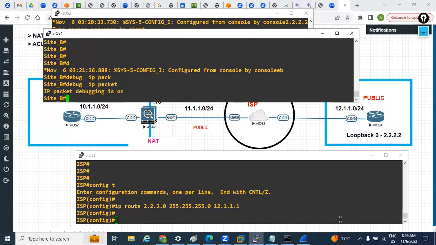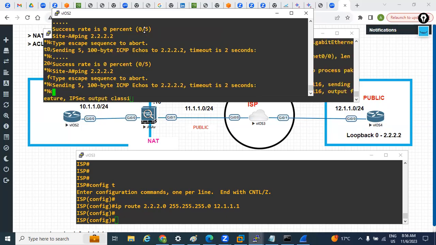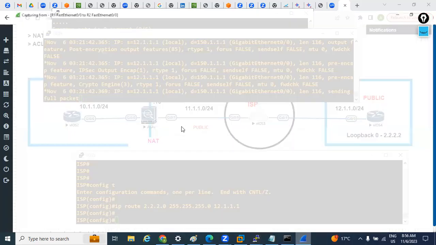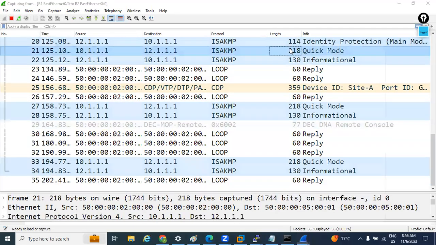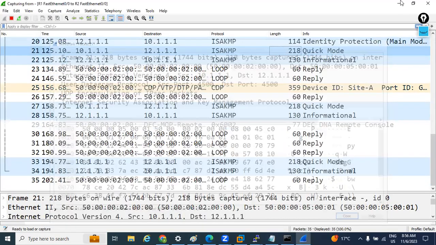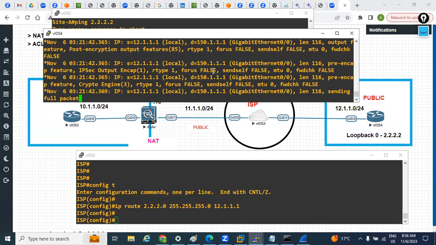Debug ip packet. See whether the packets are able to reach or not. Packets are reaching here. This is fine. And even when we are sending, it's quick mode. We are sending, but we are not getting a reply from there. Packets are reaching and it's saying this is an IP packet.